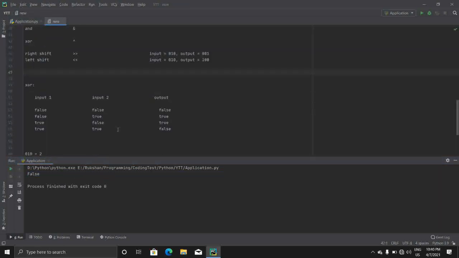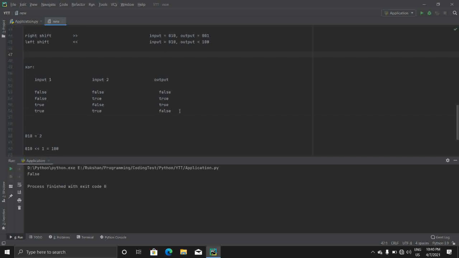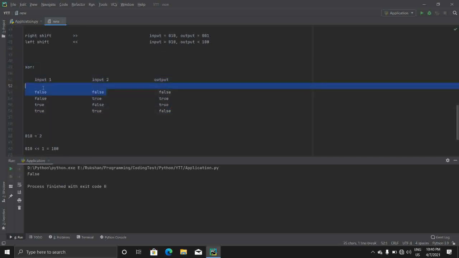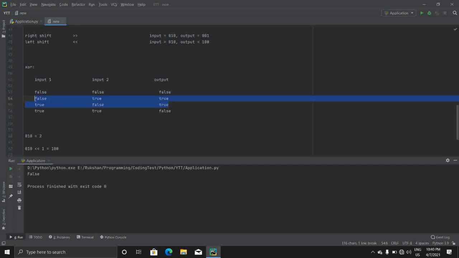In this file I have typed the XOR gate behavior. When we have two false, that means when we have the same inputs, we get false, and if we have different input values, we get true. If we have the same values for input, we get false.